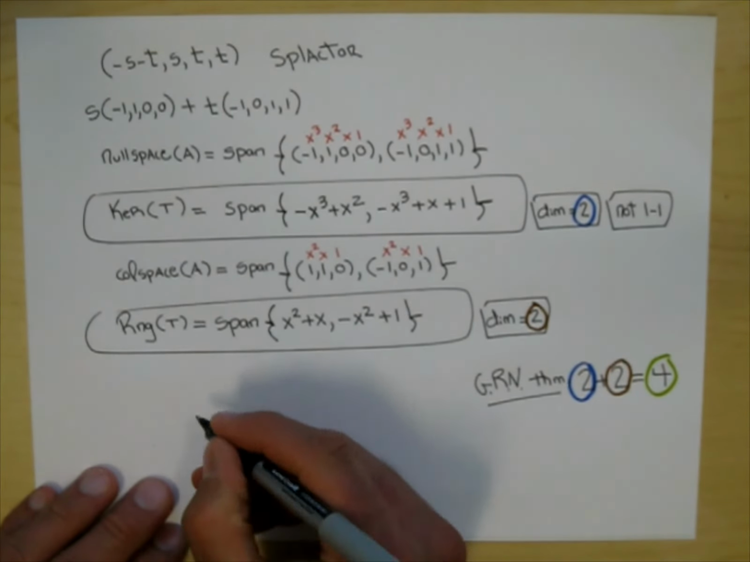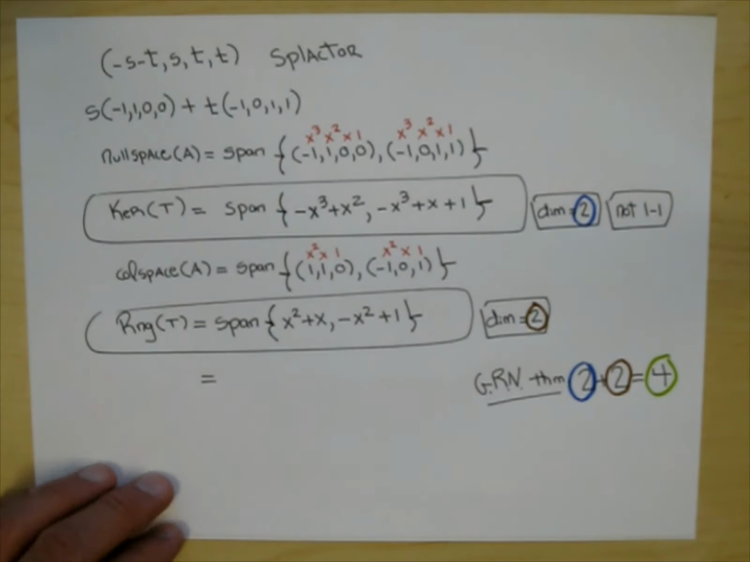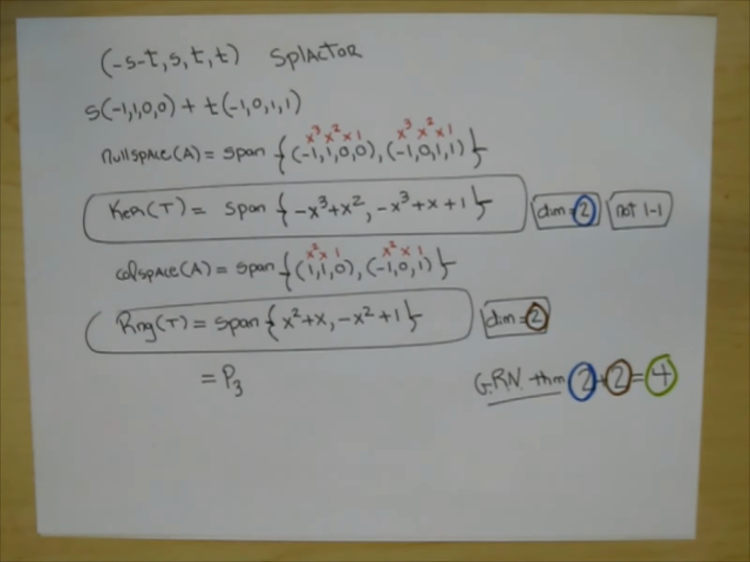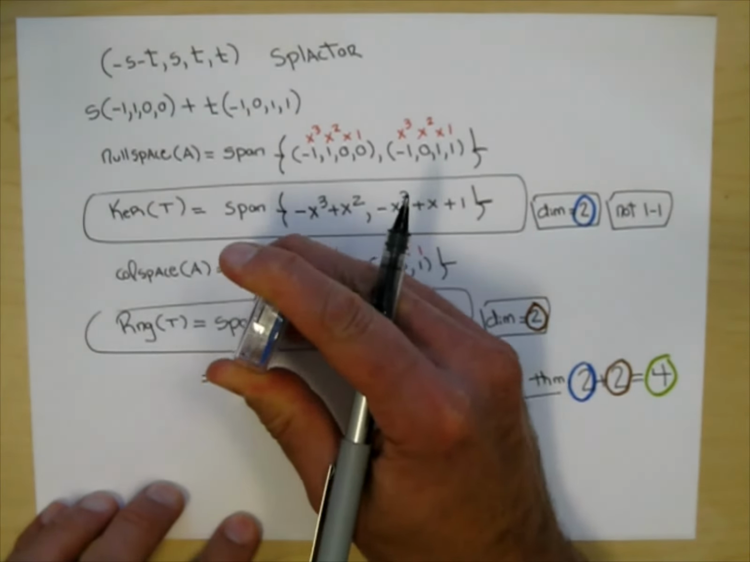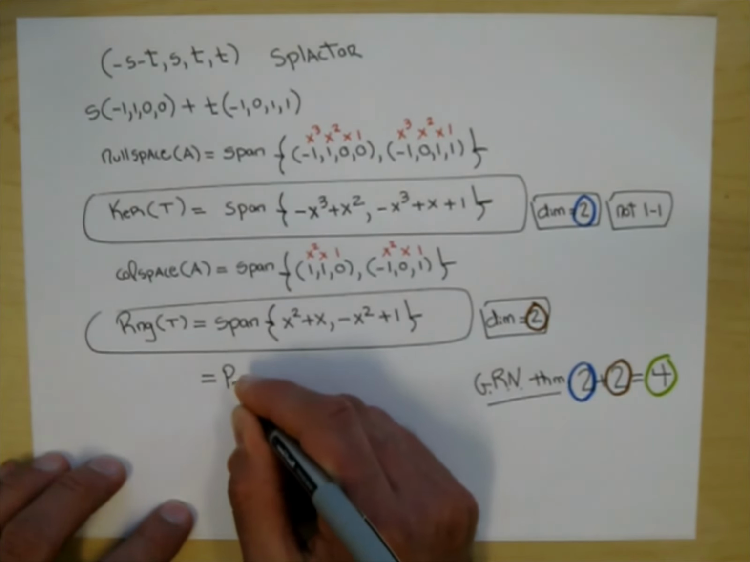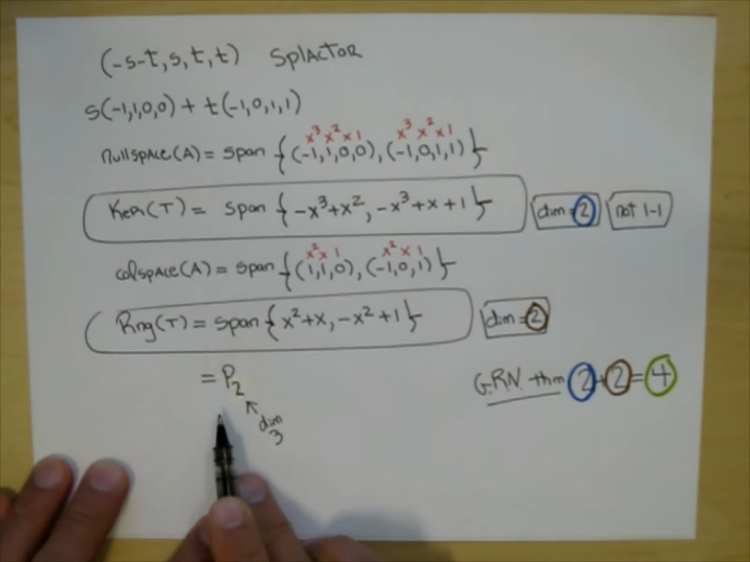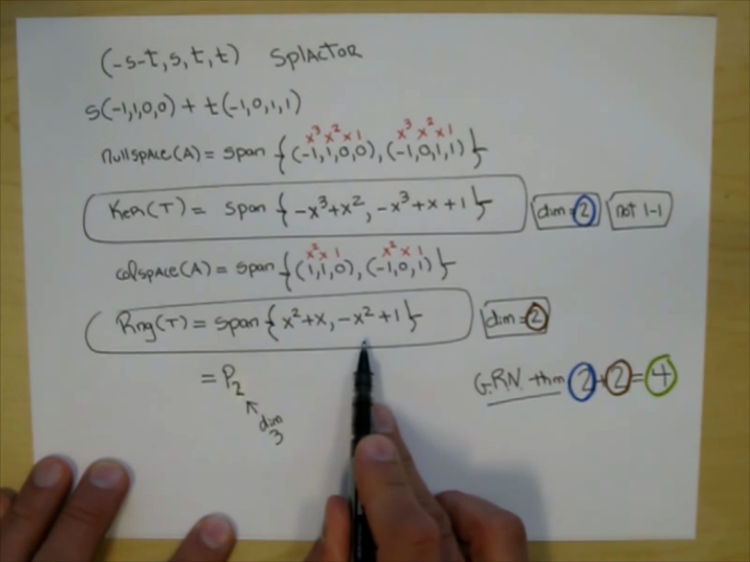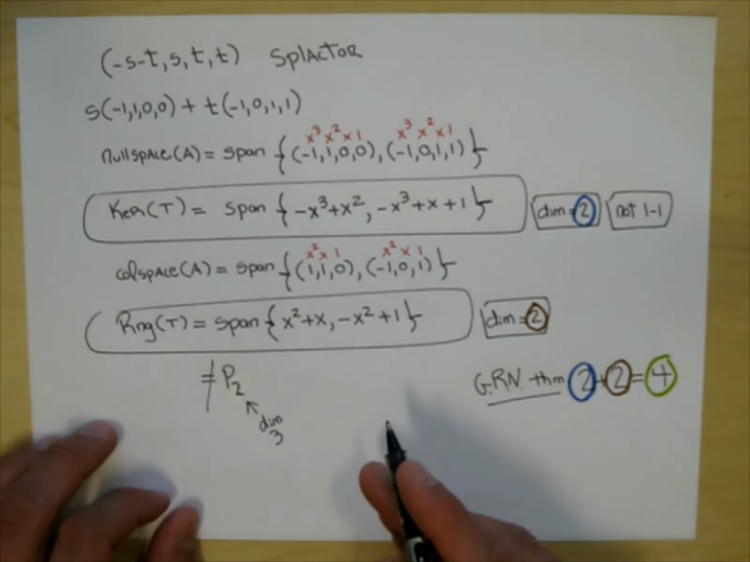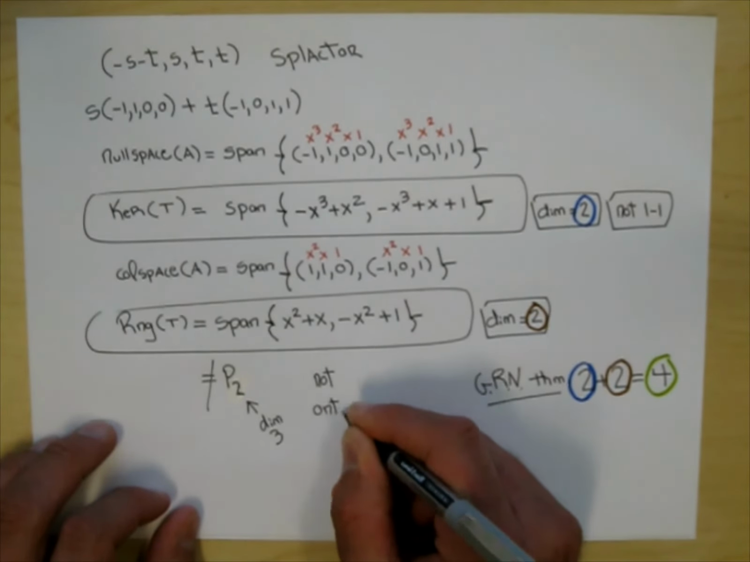Onto. Does the range equal the codomain, which is P3? The codomain is not P3. The codomain is P2. Sorry. So does the range equal the codomain, which is P2? Well, P2 has dimension what? This has dimension 3, doesn't it? And that has dimension 2. So, no, it doesn't. That would tell you this linear transformation is not onto.